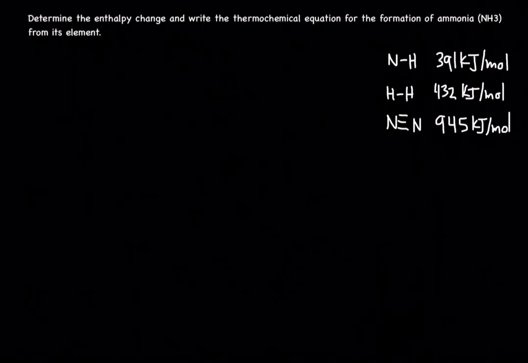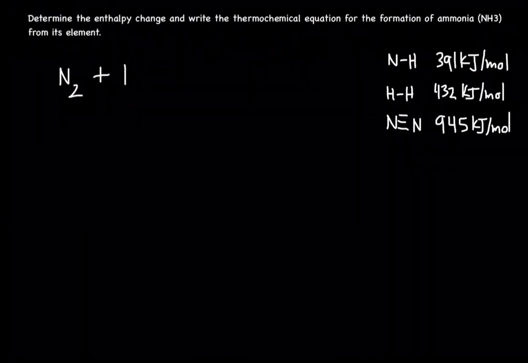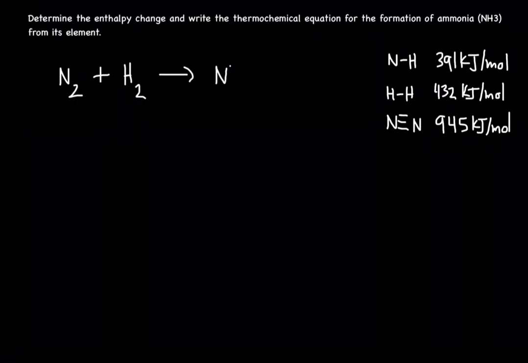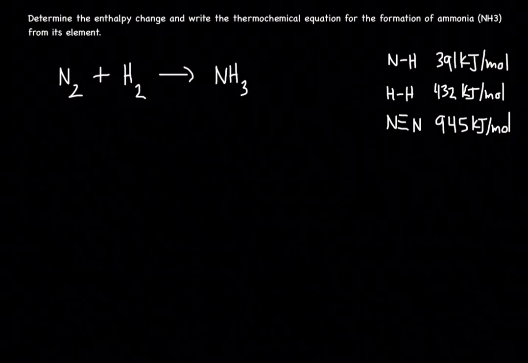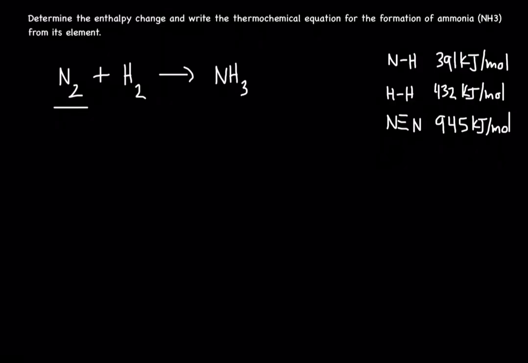Determine the enthalpy change and write the thermochemical equation for the formation of ammonia from its elements. So to begin, we must always start with the chemical equation, like a balanced equation. So we have N2 plus H2, because these are diatomic elements, and then this forms NH3. Now we balance it. So we have 2 nitrogen on one side and just 1 nitrogen on the other side. So we'll add a 2 here.